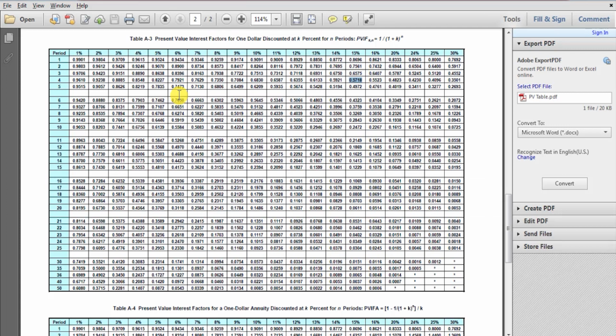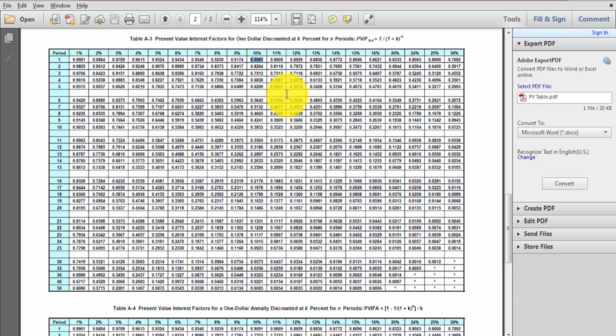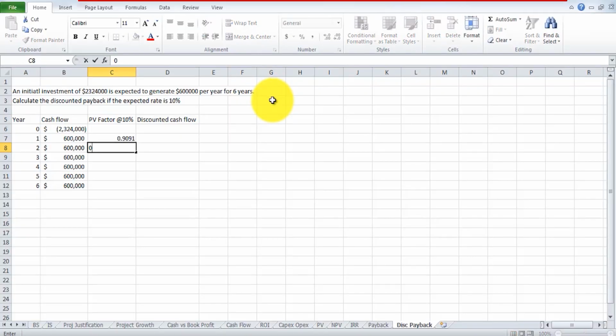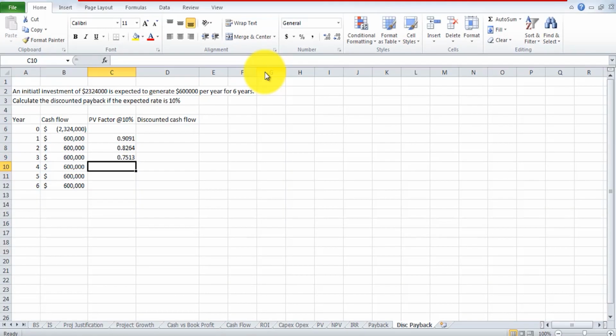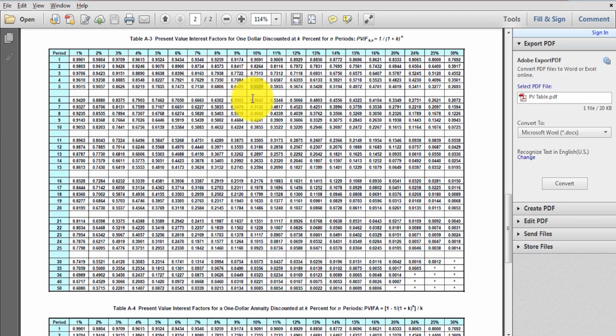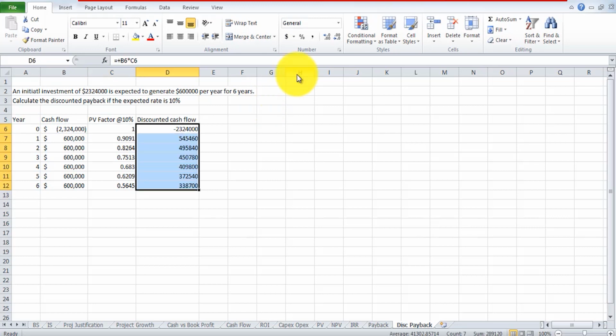Now we're going to look at the present value factor table for 10%. For the first year, it's 0.9091. Next year, it's going to be 0.8264. The third year, it's 0.7513. Fourth year, it's 0.6830. Fifth, 0.6209. And lastly, sixth year, it's going to be 0.5645. Over here, it's going to be 1. Now, as we had done in the present value computation, I want to multiply this entirely. Use the same formula, dollar value.